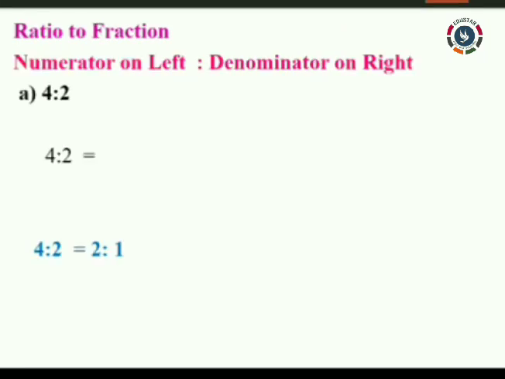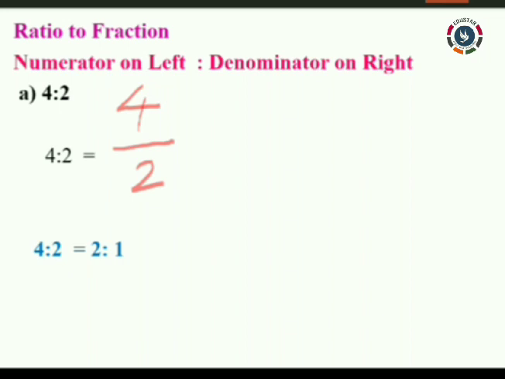Next concept is ratio to fraction. You have to remember numerator on left and denominator on right. Let's see one example. 4 is to 2. How will you write a fraction for this? Numerator on left. Here you have 4 on left. So 4 is your numerator. Then denominator on right. Here you have 2 on right side. So 4 by 2 is your fraction.